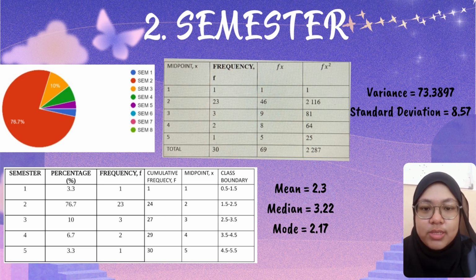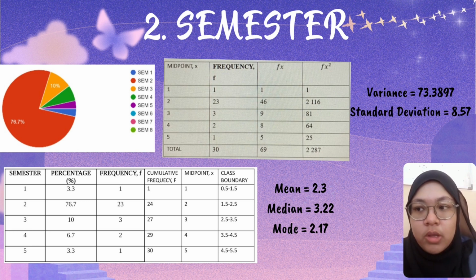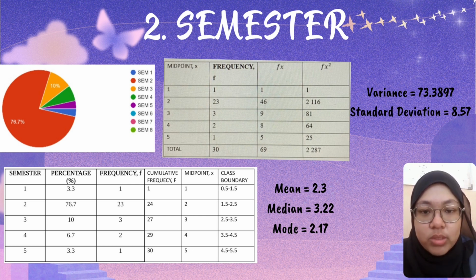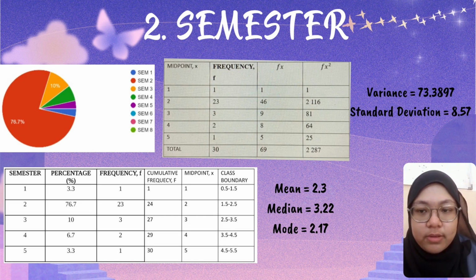The second question is semester. We have semester 1 until semester 5. The highest respondent is from semester 2 with 76.7%, which is 23 students, and the mean for semester is 2.3, the median is 3.22, and the mode is 2.17. We can calculate the variance, which is 73.3897, and the standard deviation is 8.57.